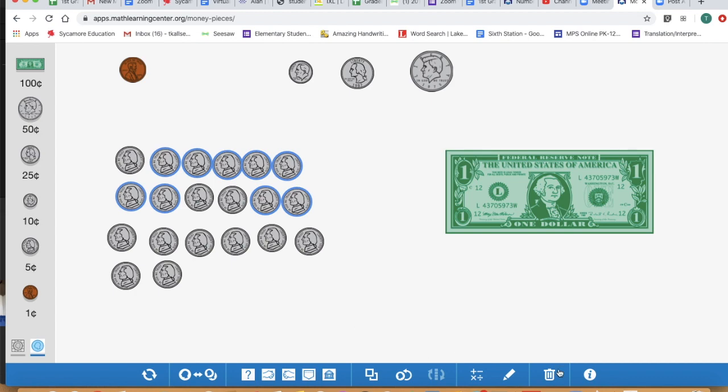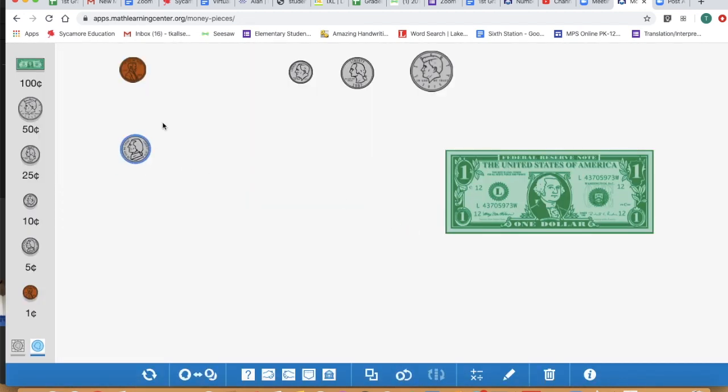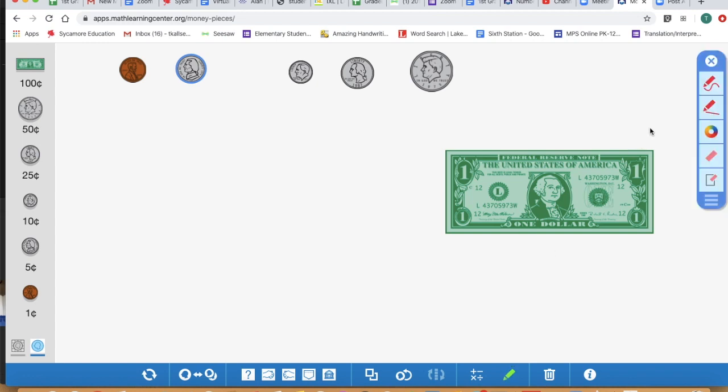Get rid of these. I gotta get rid of these too. There we go. So if I go up here with my pen now, I have 1 cent and I have 5 cents. Now the sign for a cent is a little C with a line through it. So whenever we're dealing with cents, we have a C with a line through it, just like that.